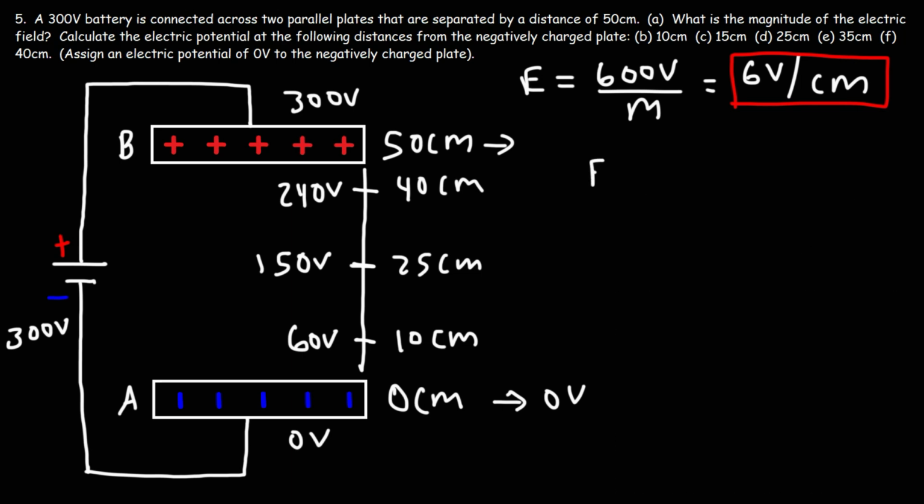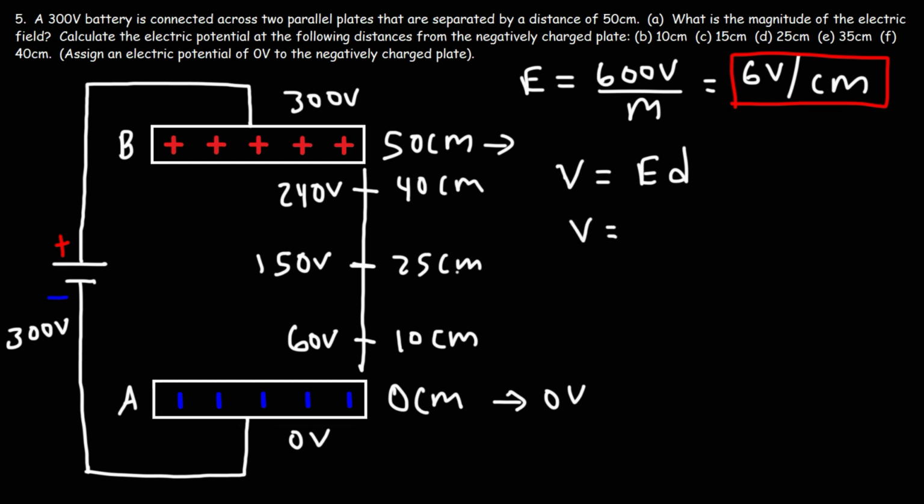Now, if the electric field is the voltage divided by the distance between the plates, we could say that V is equal to ED if we multiply both sides by D. So in this case, this V is not going to be voltage, but it's going to be electric potential. So we could say that the electric potential V is equal to the electric field times the distance from the negatively charged plate.